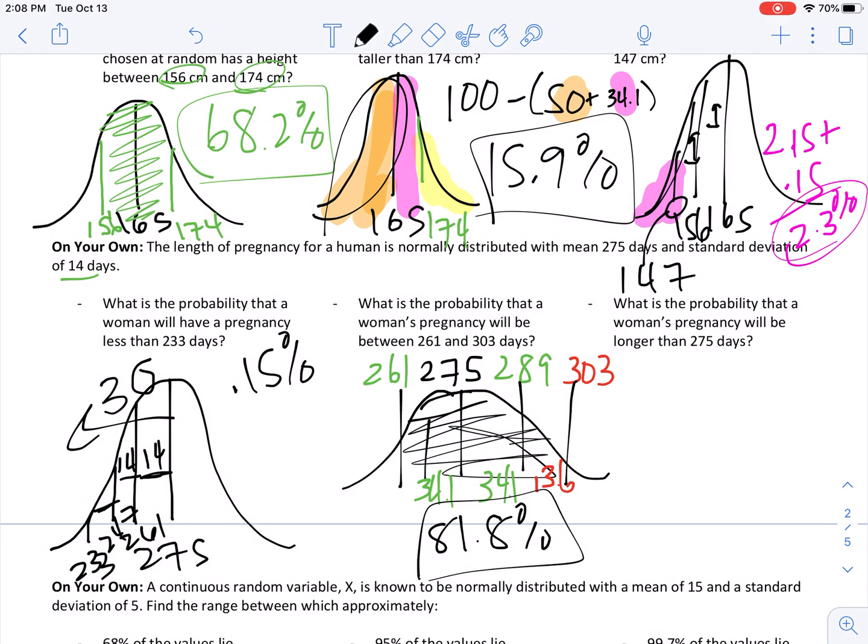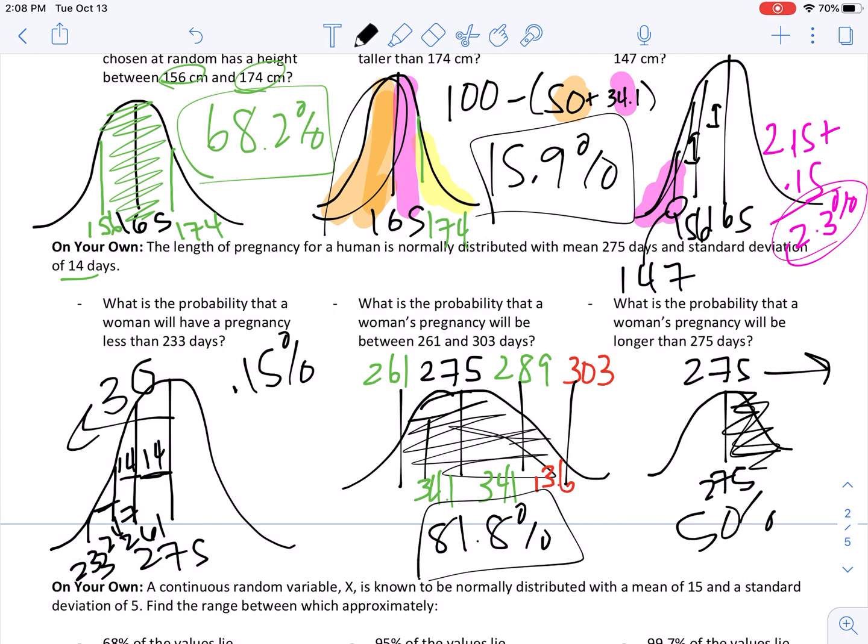Next one, what's the probability a woman's pregnancy will be longer than 275 days? So 275 is that mean that we have, and they want everything that's larger than that. If you think about this, if you draw the little thing, that's that mu. We want everything over here, so that'll be 50%. That's half of the data.